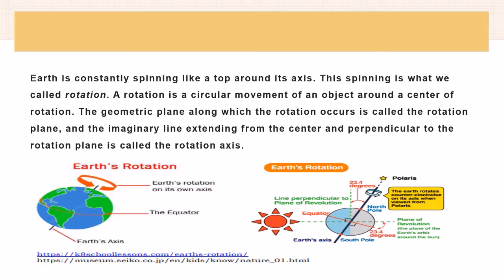Earth is constantly spinning like a top around its axis. This spinning is what we call rotation. A rotation is a circular movement of an object around a center or rotation axis. The geometric plane along which the rotation occurs is called the rotation plane, and the imaginary line extending from the center and perpendicular to the rotation plane is called the rotation axis.